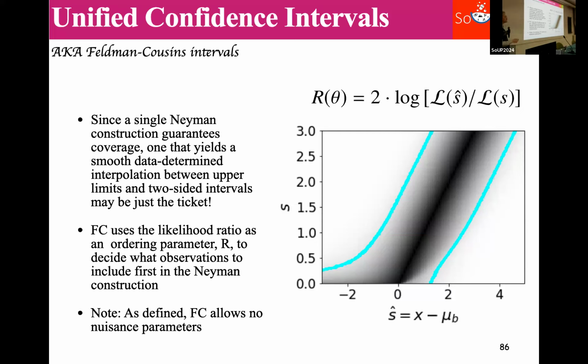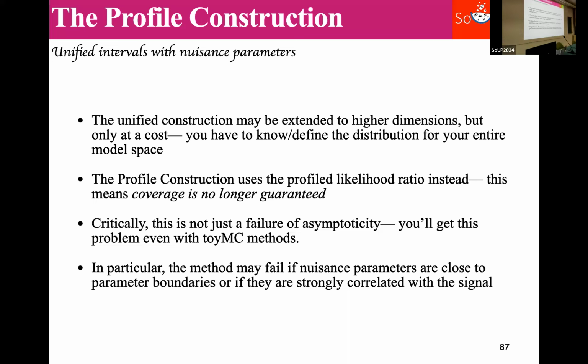Okay, making this can be a bit of a hassle. Like making this thing, I had to make a big 2D scan over likelihoods here for different S hats and S. However, it turns out there is a much more tidy way of doing it, and frankly, at least for me, it's the easiest way to do confidence intervals if you have to do them with toy MCs, which is what is called the profile construction, which is the combination of unified intervals with nuisance parameters.